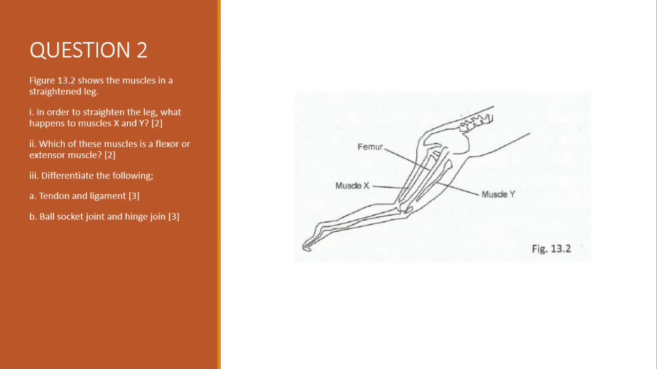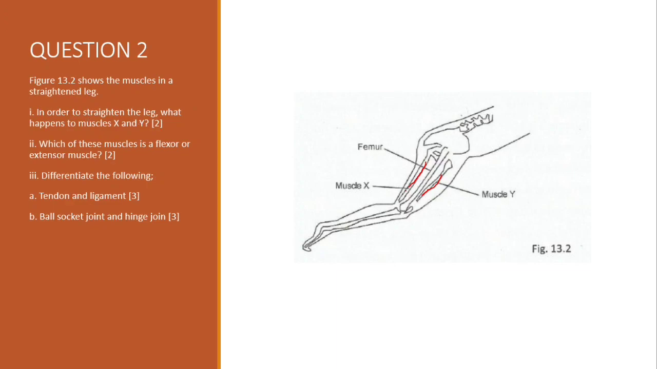figure 13.2 shows the muscles in a straightened leg. So this is the diagram that we have. We can see that this is a leg. So we've got muscle X. This is muscle X. Then this here is muscle R. Figure 13.2 shows the muscles in a straightened leg. That's the diagram that we have.